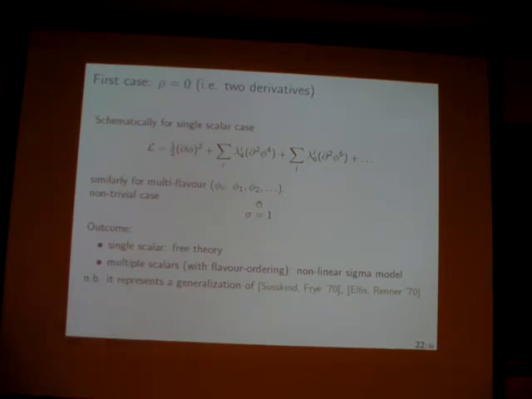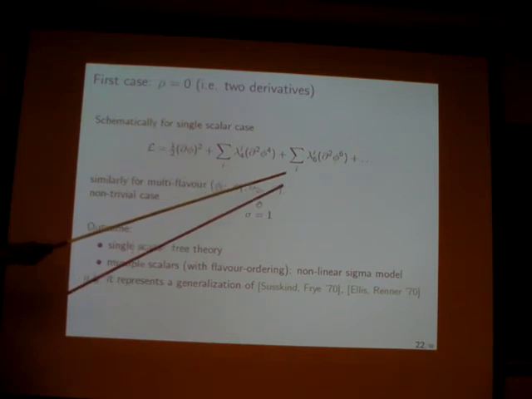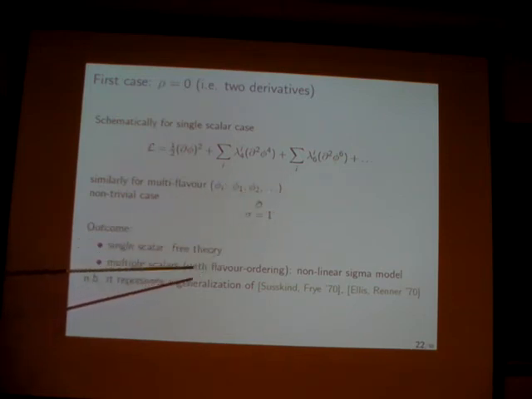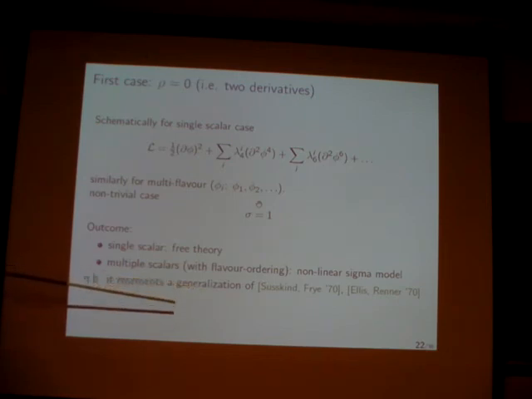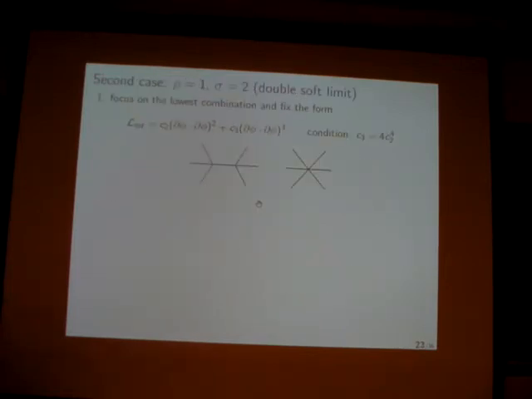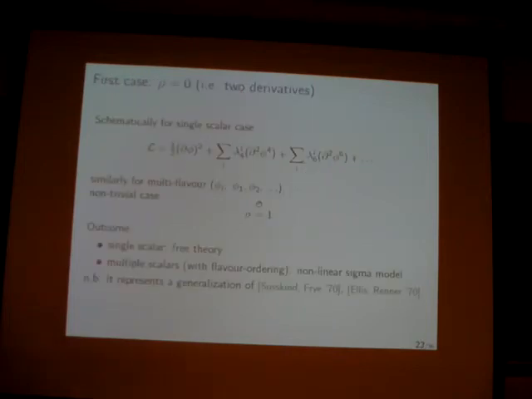And now I can study it step by step. So I can return back to this two derivatives case. Again, this is what I had before. And I can repeat again that a single scalar theory is a free theory. For multiple scalars with the flavor ordering, you can find out this is the only theory. You get only one theory, the non-linear sigma model, and that's it. Anyway, for this flavor ordering, for example, you need an SU(N) group. So if you assume that the scalar space is an SU(N), then you can flavor order.